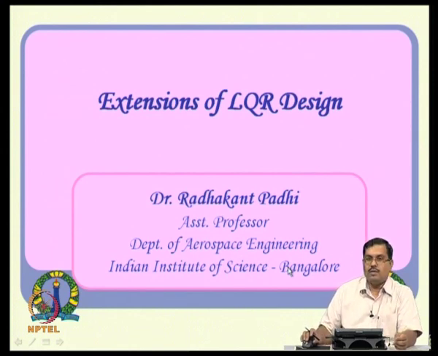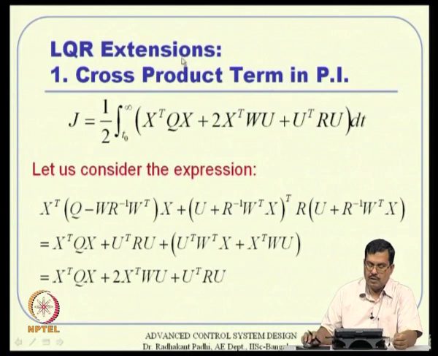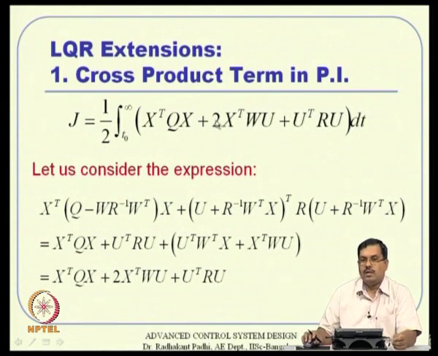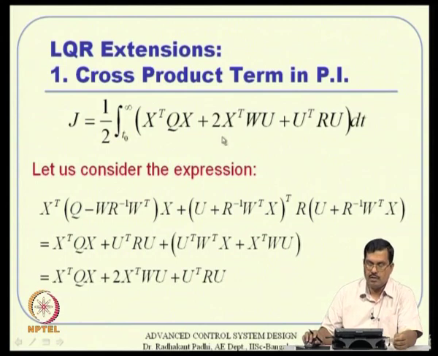Alright, so let us study some extensions of LQR design. We will study about 3-4 extensions. So, let us see how that proceeds. First is the cross product term in the performance index. Before, we did not talk about this particular term, where x and u were not together, either x transpose Qx was there or u transpose Ru was there. Now, in some applications you may come across where this cross product term also becomes a necessity in the performance index.